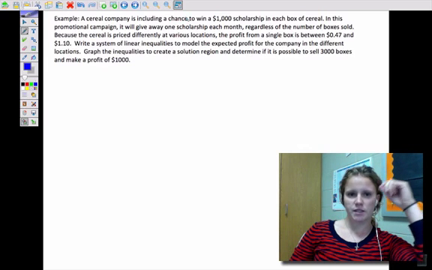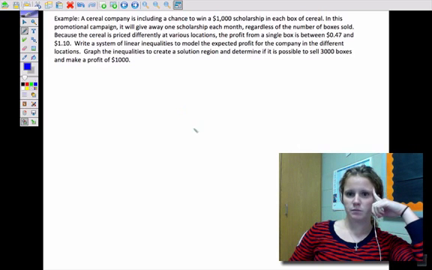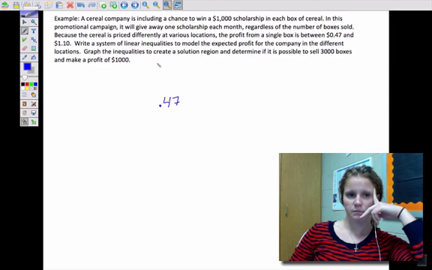Cereal is priced differently at various locations. The minimum it will be sold for is $0.47, and the maximum it'll be sold for is $1.10. We're asked to write a system of inequalities to model the expected profit of the company's different locations.